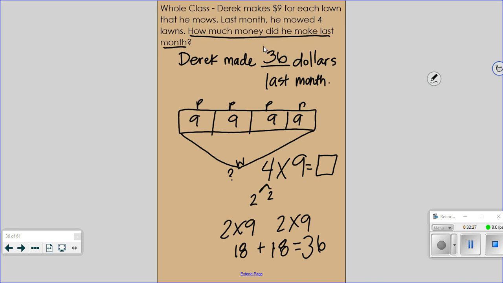That makes sense, right? We only did 4 lawns. If I got the answer 300, would that make sense for this problem? No. If I got the answer 4, would that make sense for this problem? No, because 1 lawn, he already made more than $4. Does that make sense? Yeah? Good? Good to go?